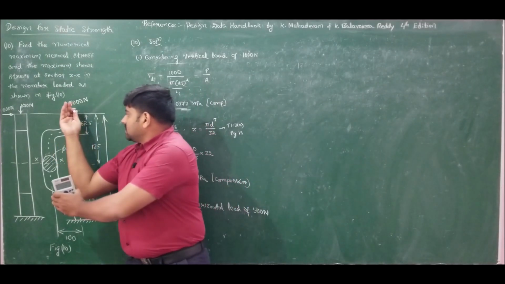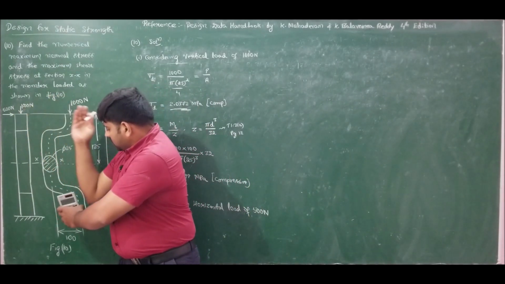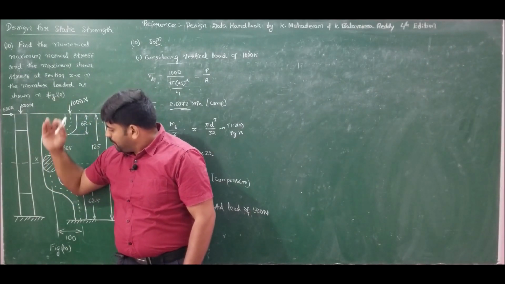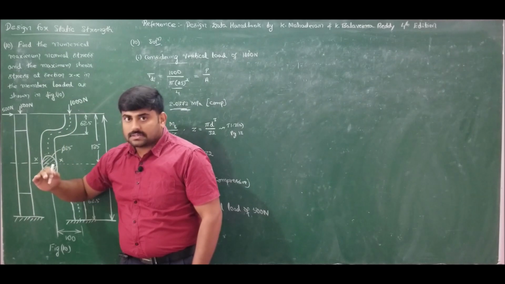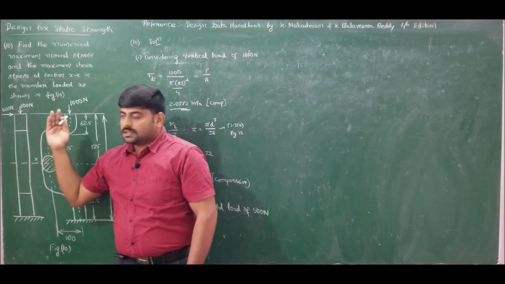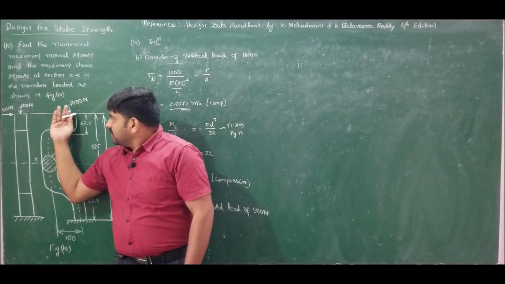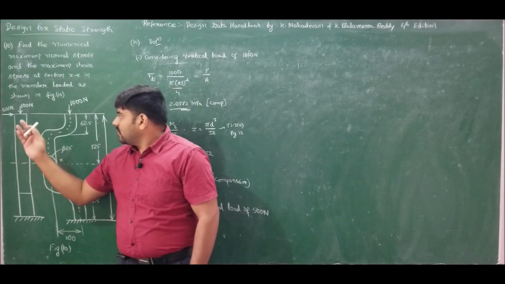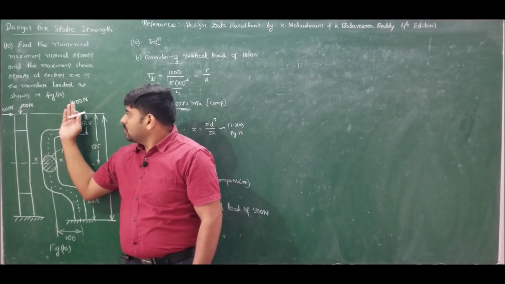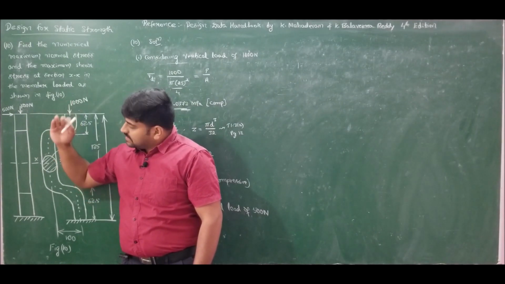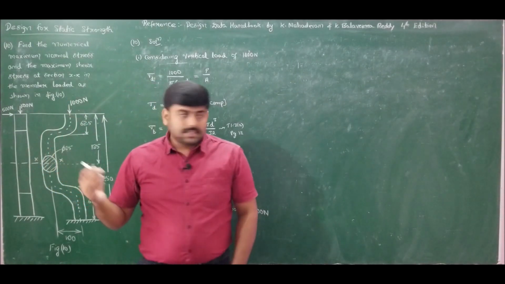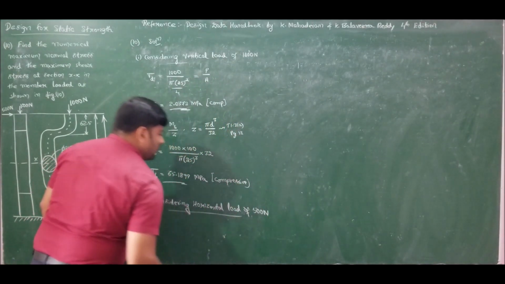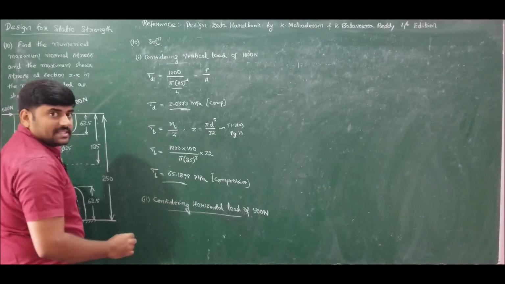So it will cause twisting like this. So this member is fixed here. It will cause twisting like this, and also it is causing bending like this. This member is bending and it is twisting. So the effect of 500 Newton is both twisting moment as well as bending. Hence, considering horizontal load of 500 Newton, we have twisting and bending.